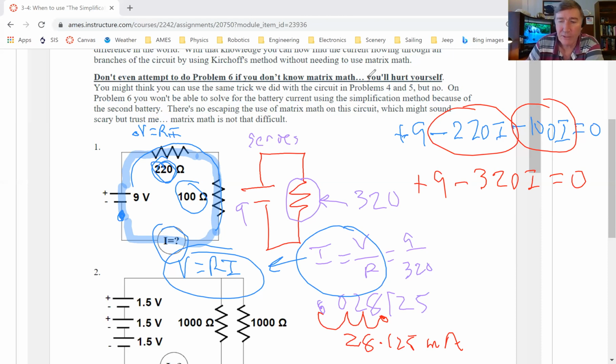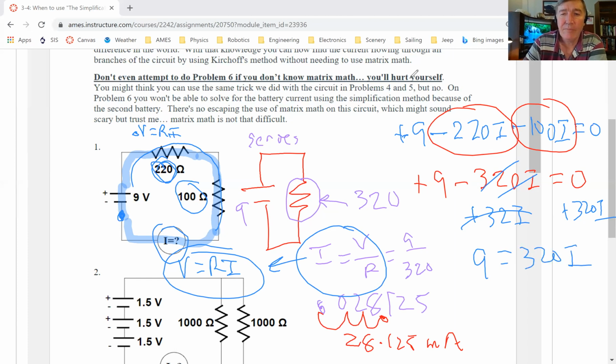Would your math teacher be happy with that? I'm thinking he or she would. Okay, so we want to solve for I. So how about we add 320I to each side. Okay, so that cancels that. So now I have 9 equals 320I. All right, so now let's divide both sides by 320.